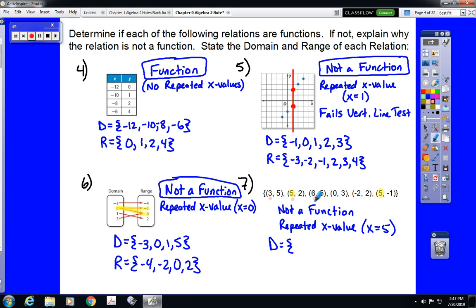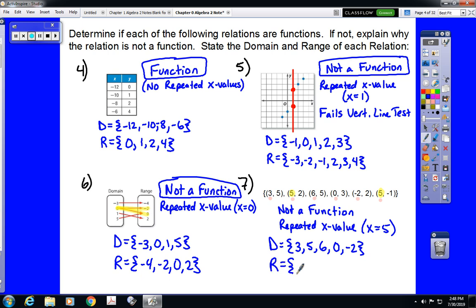So domain values are those numbers I just put dots underneath. Again, we're not going to list repeats, and I don't care if you put them in order or not. It's unnecessary to write them in ascending or descending order. They simply need to be a set that lists every single x coordinate.